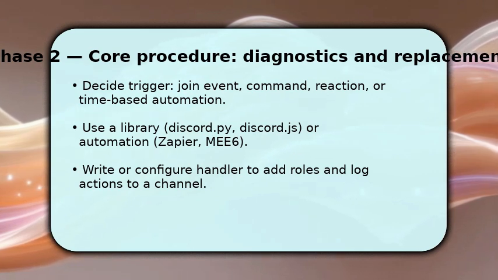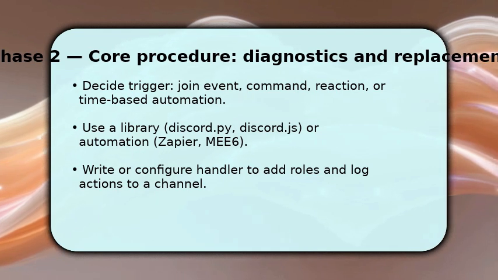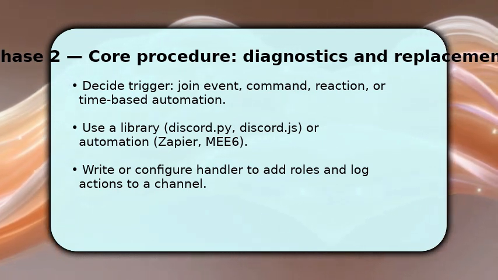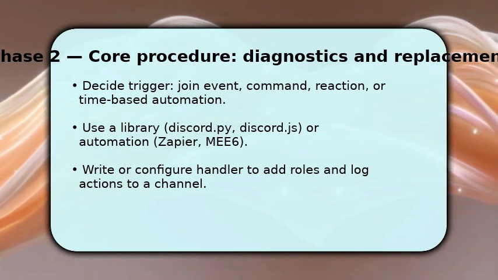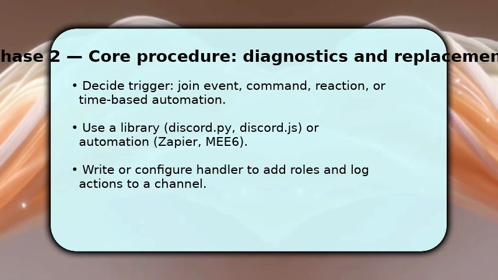Next, write the handler to fetch the role by ID, call add_role or add_roles, and include error handling for permissions and rate limits. Finally, send a concise welcome and log the assignment to a moderation channel so actions are auditable.